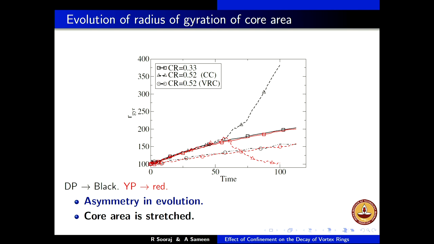Now this is the radius of gyration. So here what you can see is that, till the point where the area started reducing, it follows the same path as the lower confinement ratio. After that, on one plane the radius of gyration is increasing, and on the other plane it is reducing. So what happens is that in both cases the area reduces, so it's like a skewing of the area. That's why the radius of gyration can give us a measure of how skewed the core of the vortex ring is.